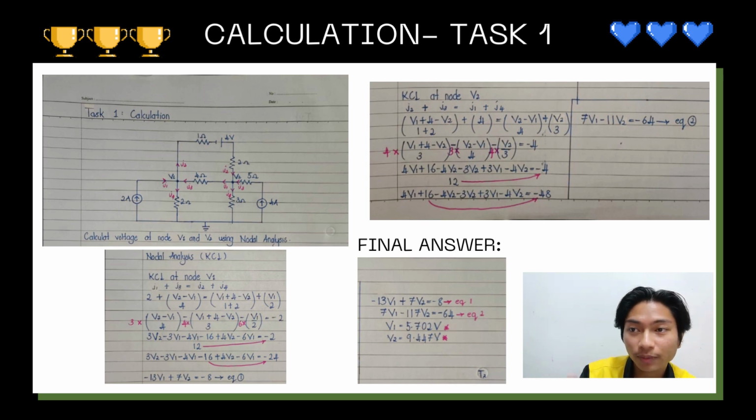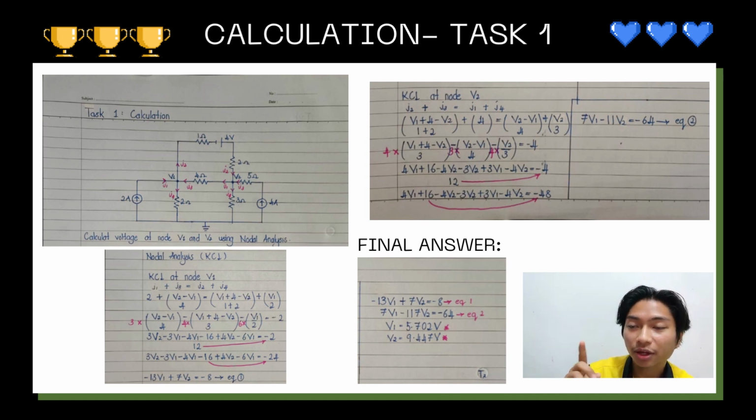For V1, I1 plus I3, which is the current entering, equals I2 plus I4, which is the current leaving. At I1, we have 2 ampere, plus, and right here we apply Ohm's law. From Ohm's law, we can find the current by dividing the voltage by the resistor. For the voltage, the high voltage needs to minus the low voltage and divide by the resistor.